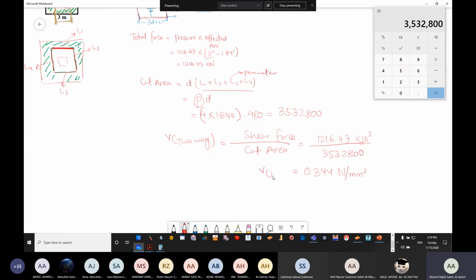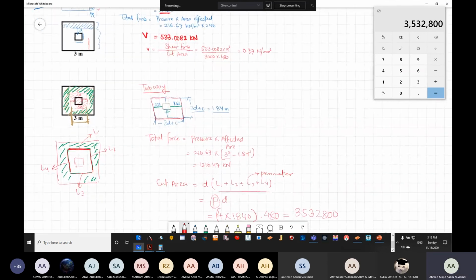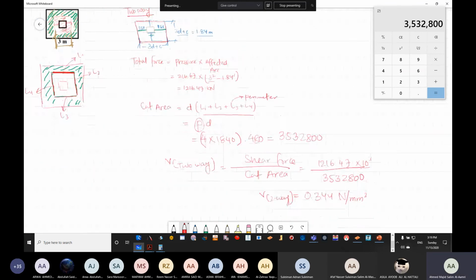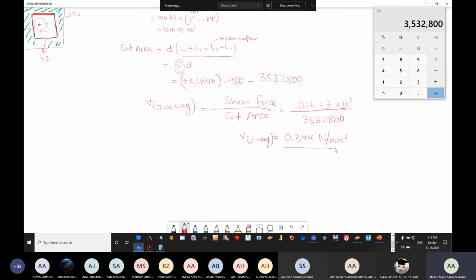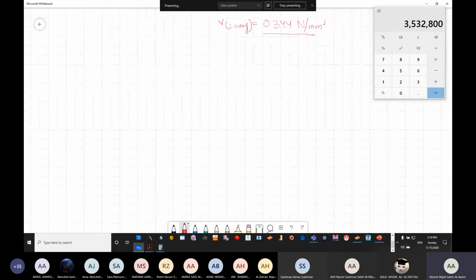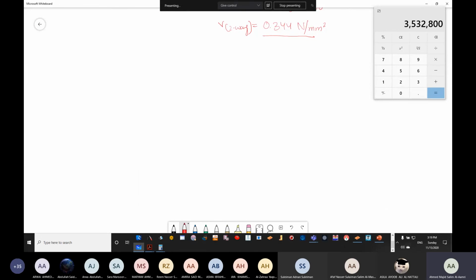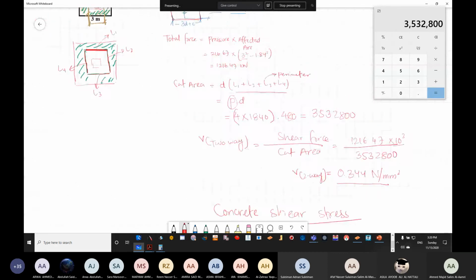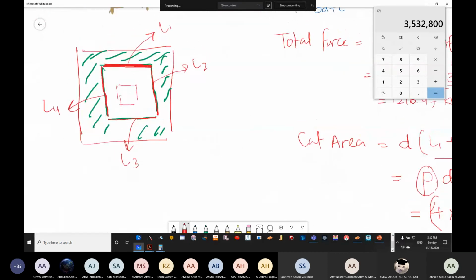So we have got the shear stress for two-way, and we have got the shear stress for one-way: 0.37, and then 0.33, 0.344. Now the last thing that we need to calculate, if you remember, we said we need to compare with concrete. Which small square in the column?